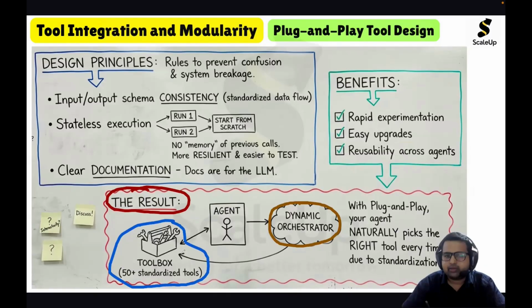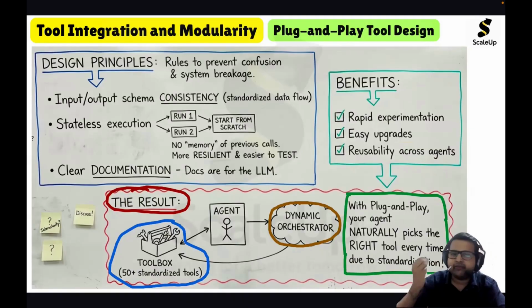Because they are standardized and they contain self-descriptive metadata, the agent will naturally pick the right tool every time for the job. Whatever the job needs, it will pick the right tool, because all these plug and play tools are standardized and contain clear documentation. So the LLM is aware of the capabilities of all the tools. With plug and play tool design, your AI agent becomes a dynamic orchestrator.